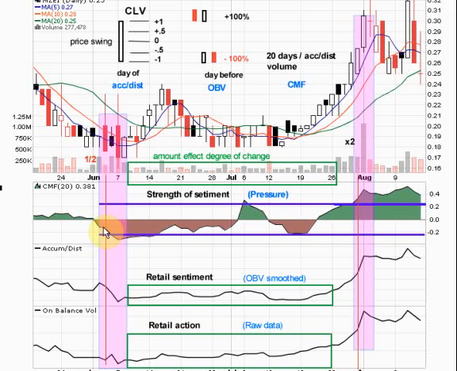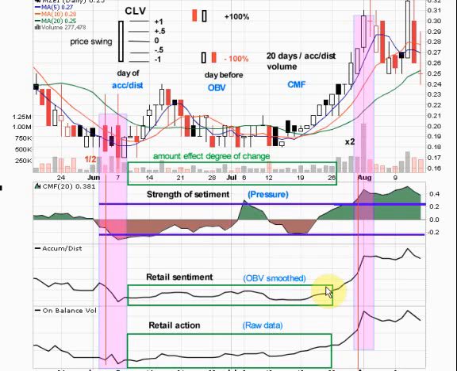Now, up here where the price doubled, you'll see that the pressure increased a great deal, and the smooth accumulation distribution money flow increased a great deal, and the raw data increased even more. So basically, you have to keep in mind that the amount of volume will affect the actual plot points on the graph that you're looking at.